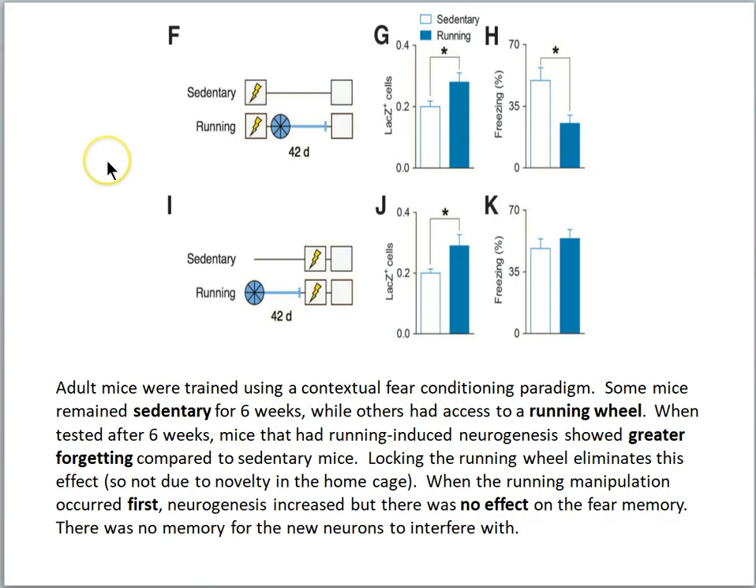So now that it's established that the voluntary running can induce neurogenesis, they wanted to see whether the running would have an impact on the memory. So let's look at this diagram up here. We've got, again, the group of sedentary mice and the running mice. They're all trained on this day here. The sedentary mice for 42 days, so 6 weeks, they're just not doing much. And then the other group are going to have access to a running wheel here, so they can do their voluntary running.